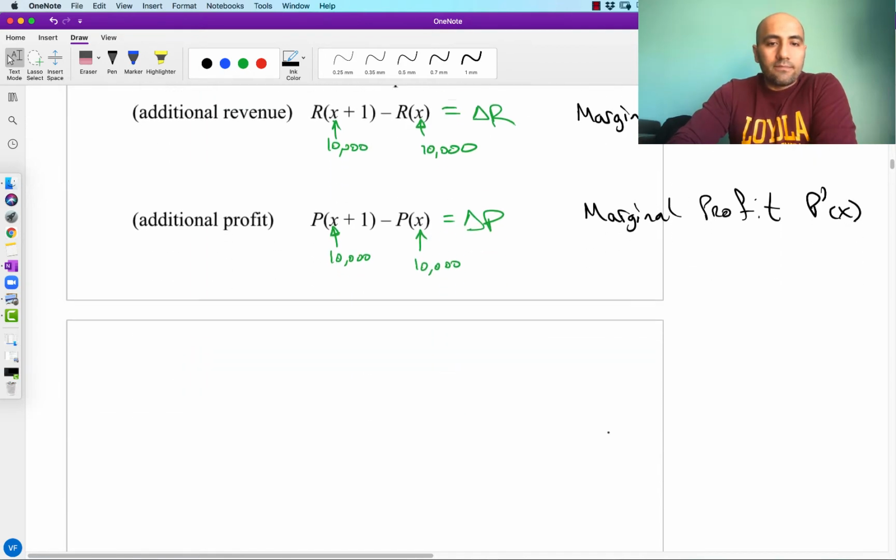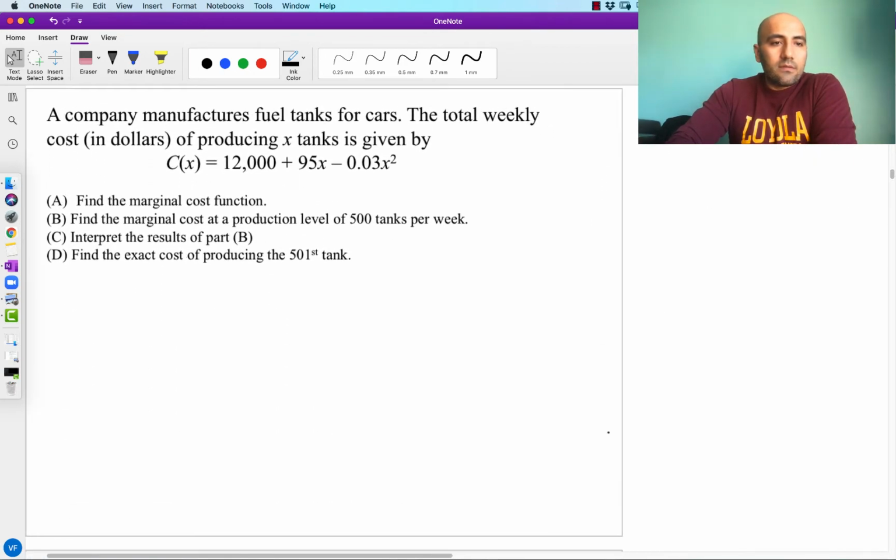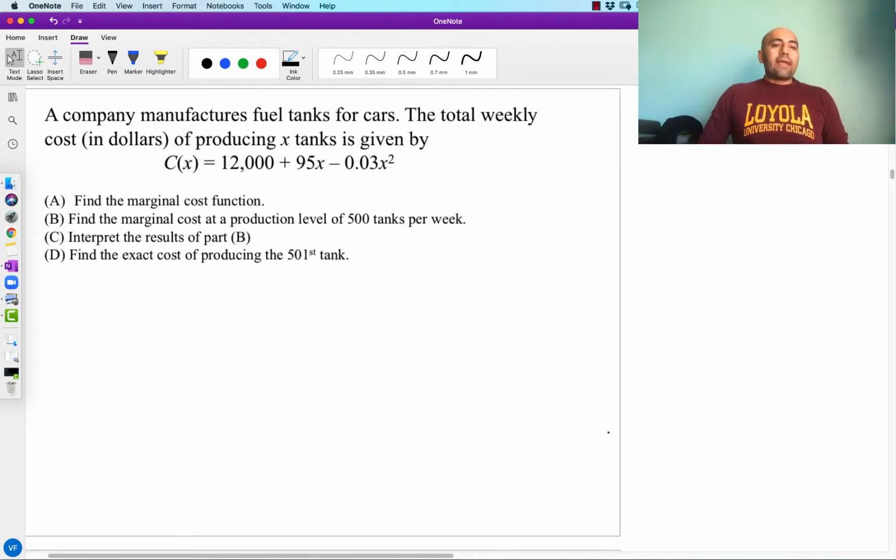Okay, moving on. Okay, so let's take a look at this example. A company manufactures fuel tanks for cars. The total weekly cost in dollars of producing X tanks is given by this equation. So it's the cost function. So this is X units, X number of tanks, and the output of this is going to be the total amount of dollars.